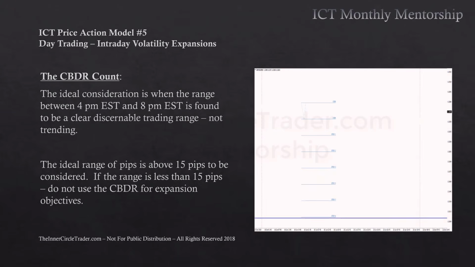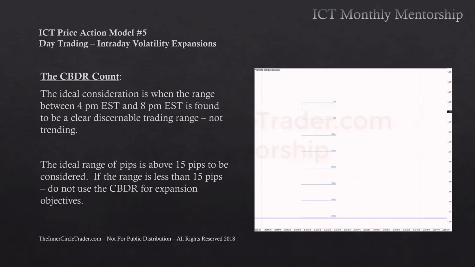When you're looking at the central bank dealer's range, the ideal consideration is when the range between 4 p.m. New York time and 8 p.m. New York time is found to be a clear, discernible trading range, not trending. Okay? What do I mean by that?